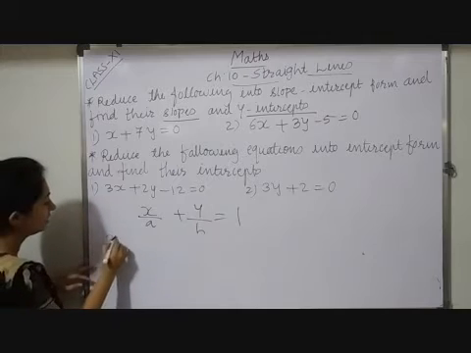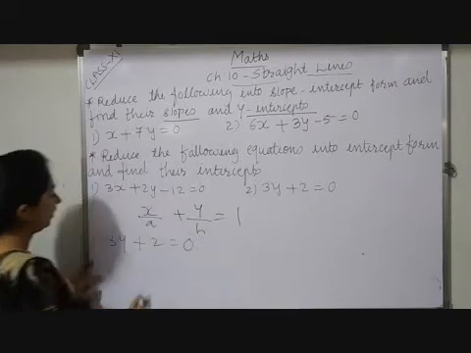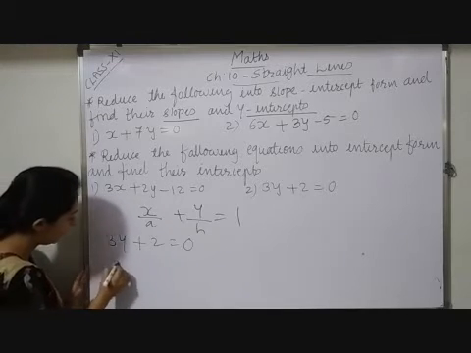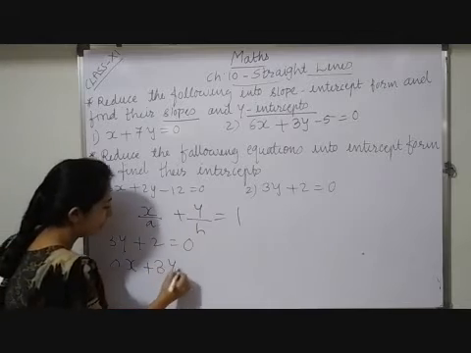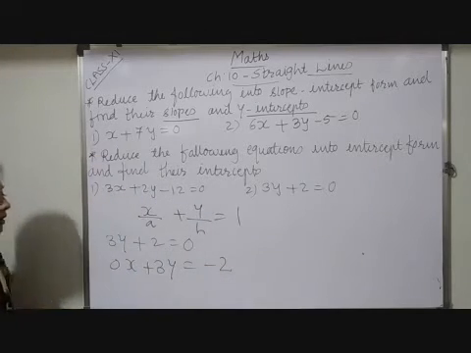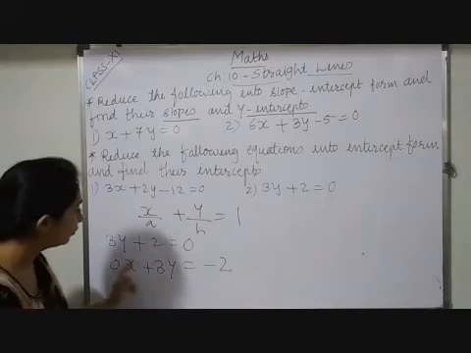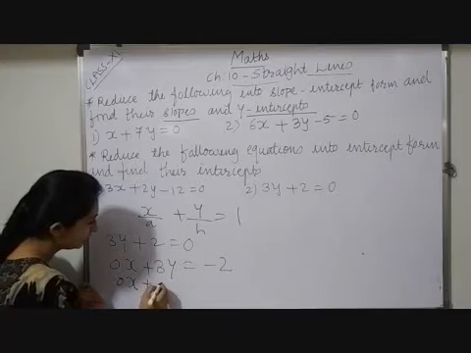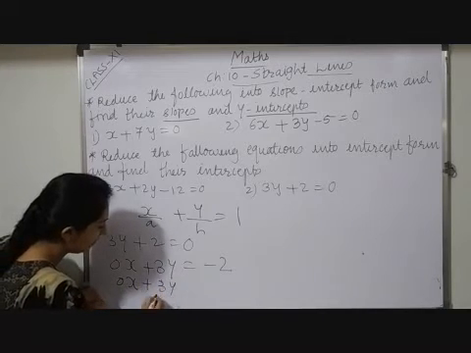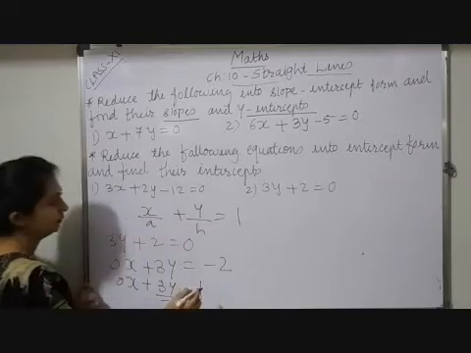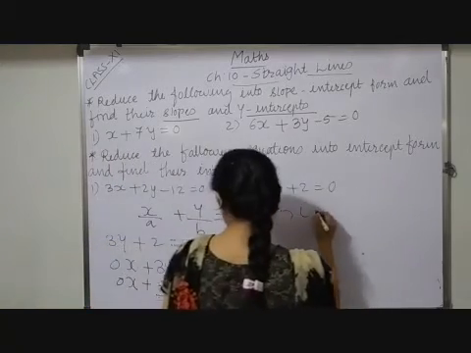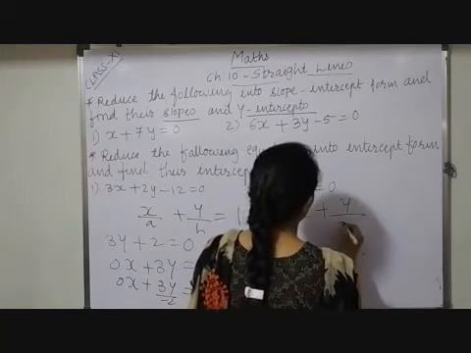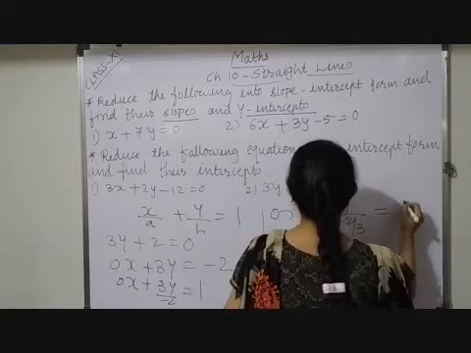Now here one more question I want to discuss. The next question is 3y + 2 = 0. Now obviously I will shift this to that side, and here I don't have an x value. So here I will write 0x + 3y = -2. Now, to get 1 here, what will I do? Divide both sides by -2. So here we'll get 0x + 3y/-2 = 1. If I shift this 3 into the denominator, I will get y/(-2/3) = 1.